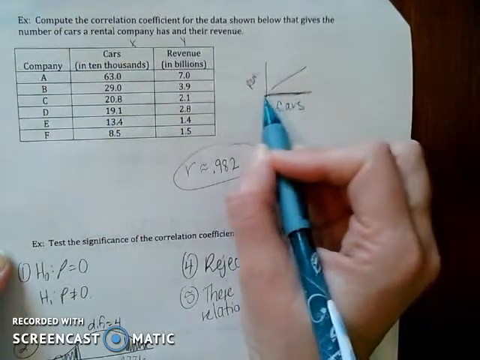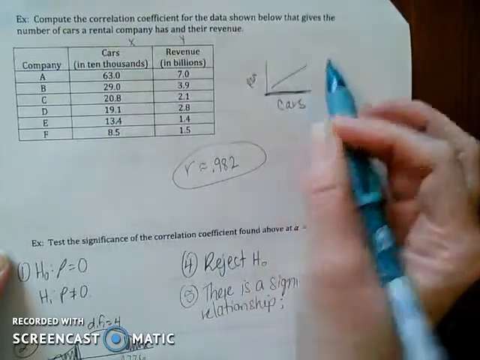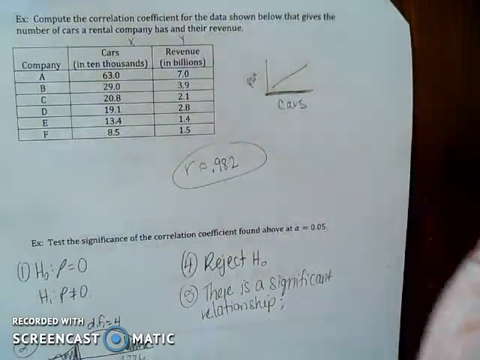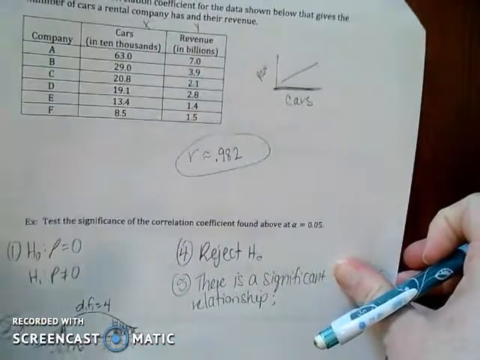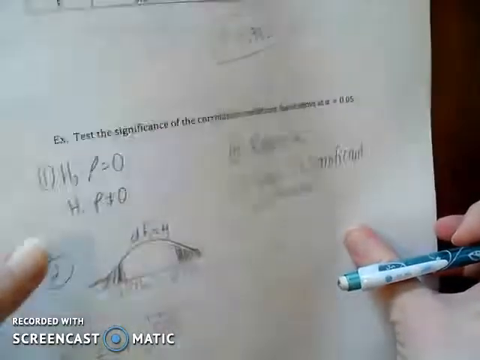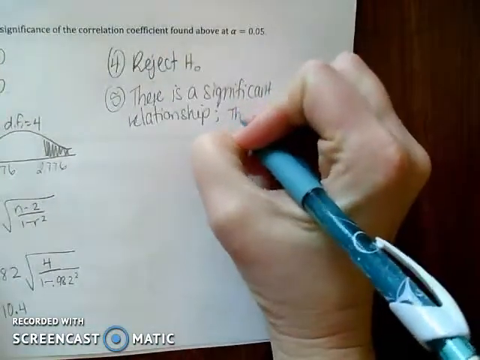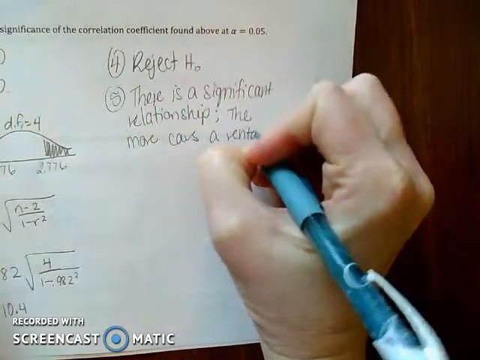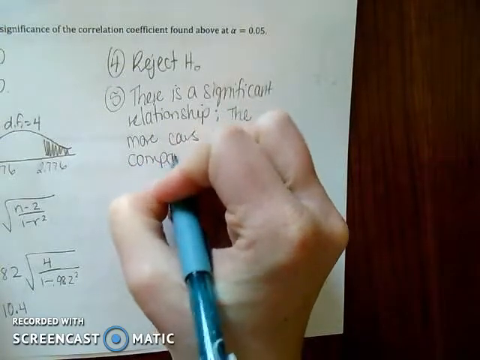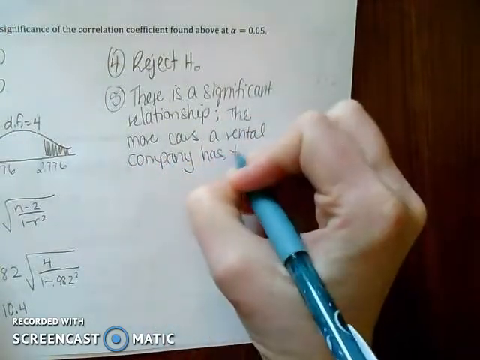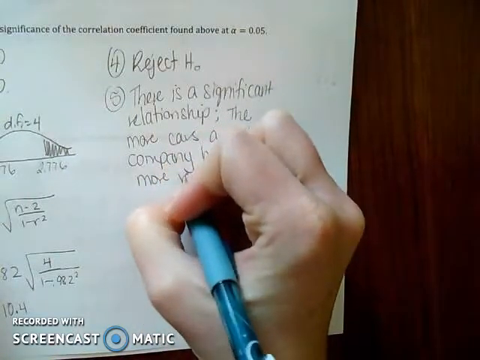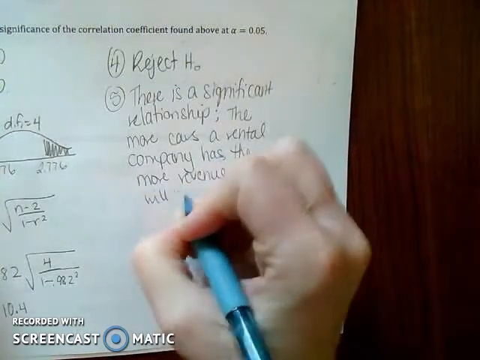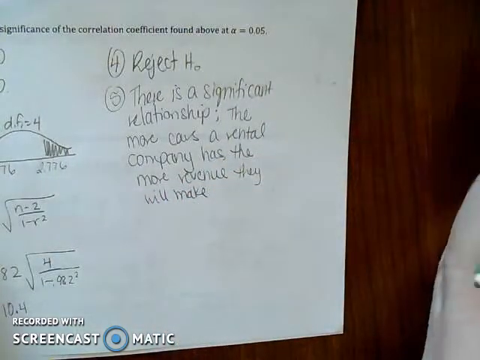Okay, so you will always be increasing on the x-axis. And then you're either going to be increasing on the y, or if it was flipped, then you're going to be decreasing. But when you describe it, you always describe increasing the x value. So there is a significant relationship. The more cars a rental company has, the more revenue they will make. And that should make sense. More cars equals more money.